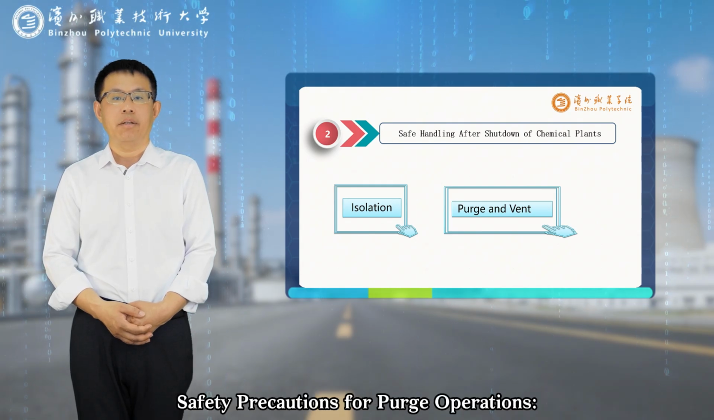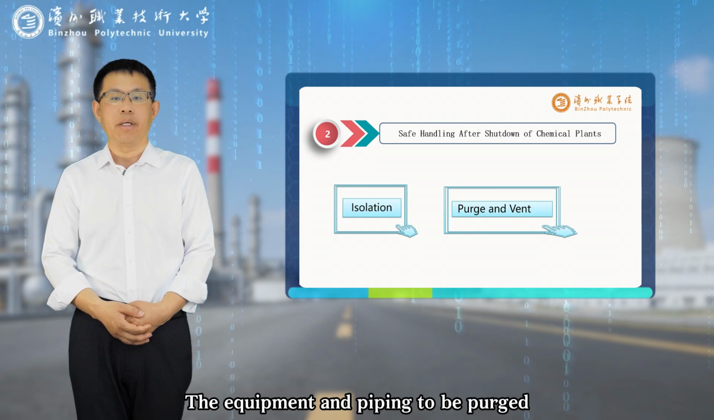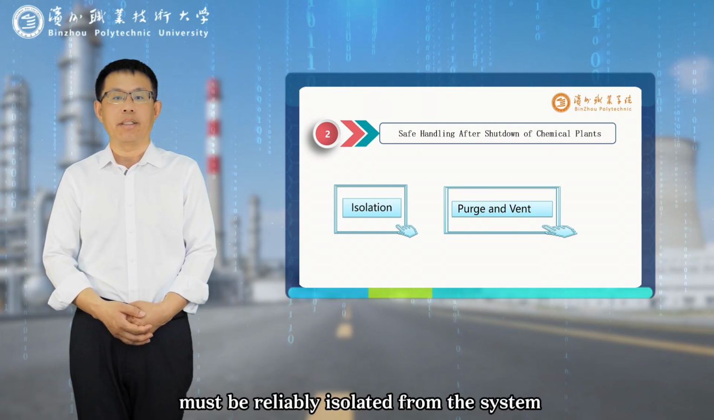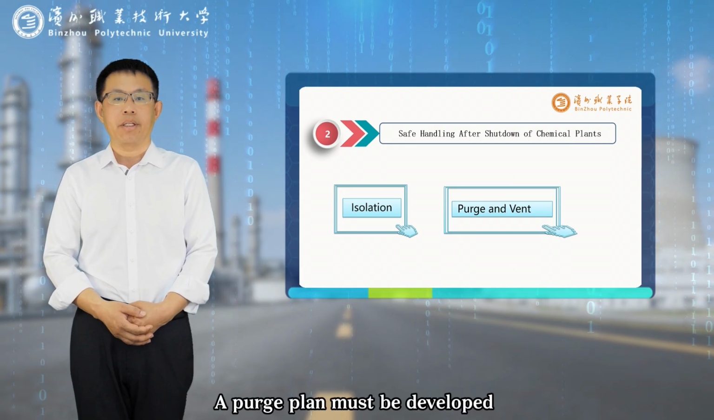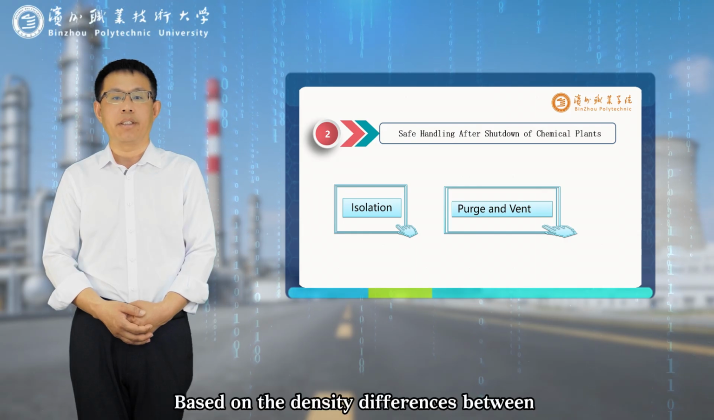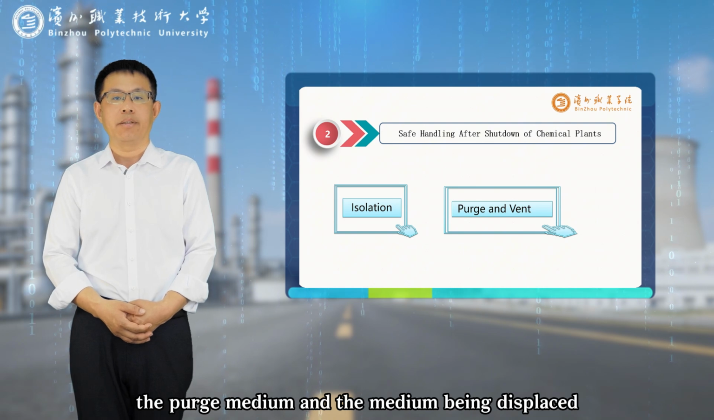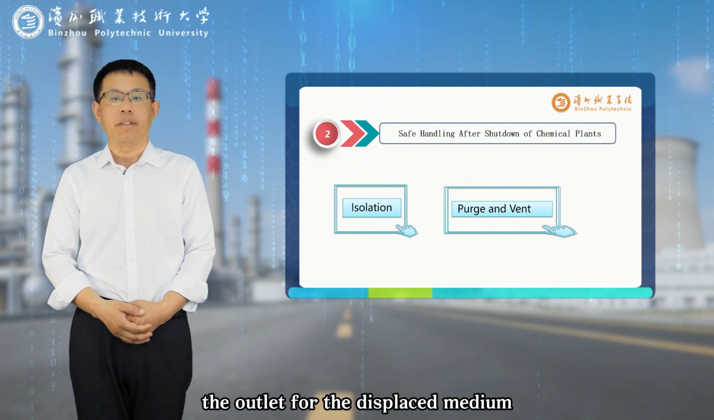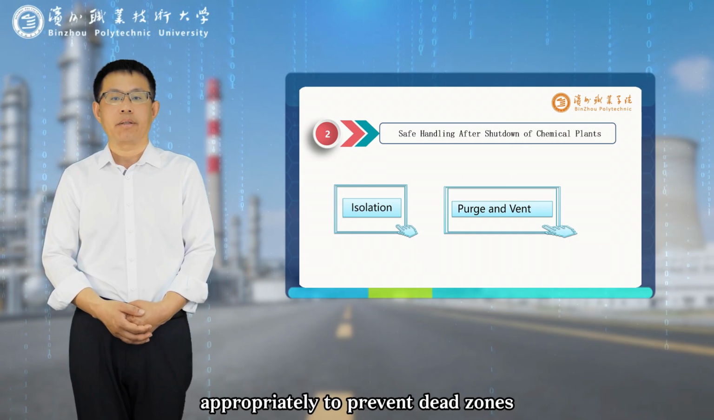Safety precautions for purge operations. First, the equipment and piping to be purged must be reliably isolated from the system. Second, a purge plan must be developed and a purge flow diagram drawn prior to purging. Based on the density differences between the purge medium and the medium being displaced, the inlet for the purge medium, the outlet for the displaced medium, and sampling points must be selected appropriately to prevent dead zones.